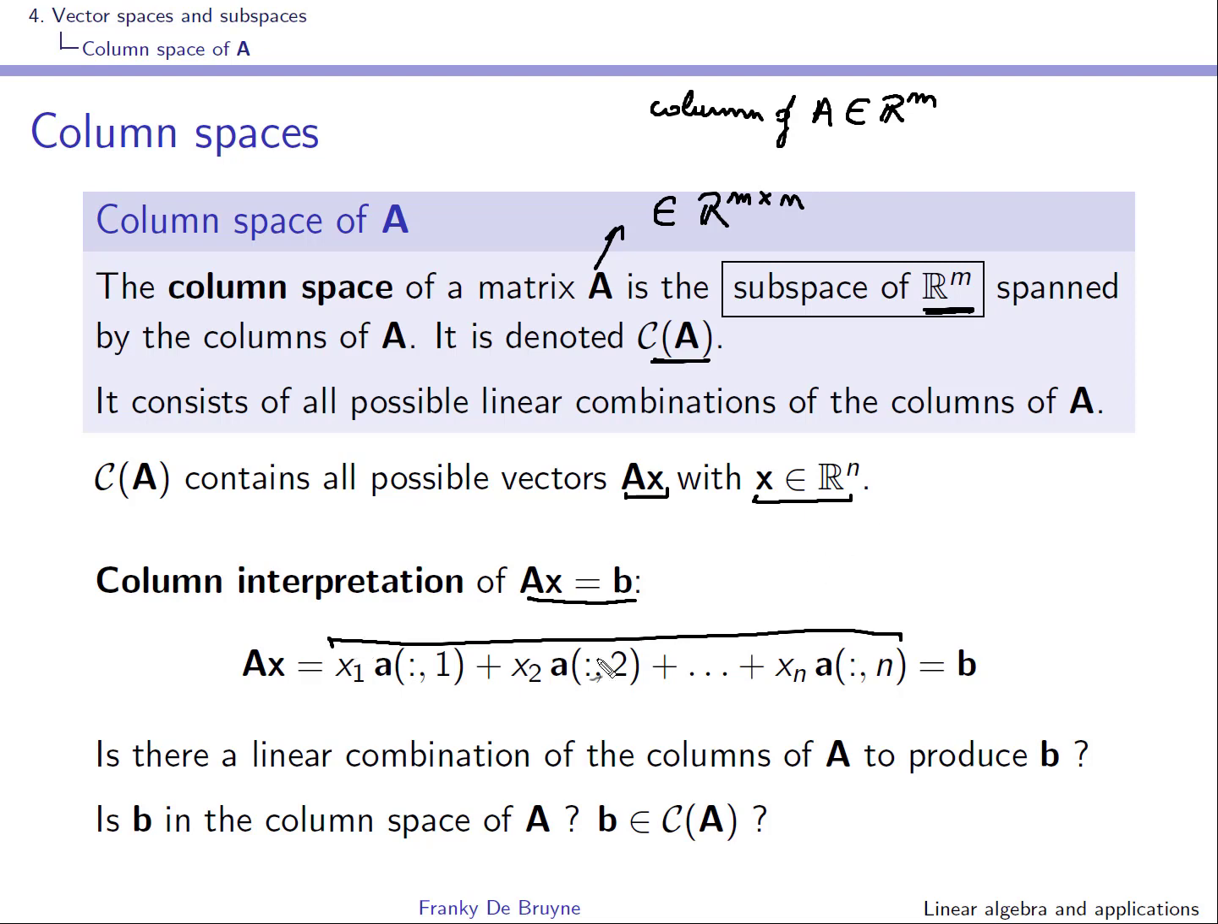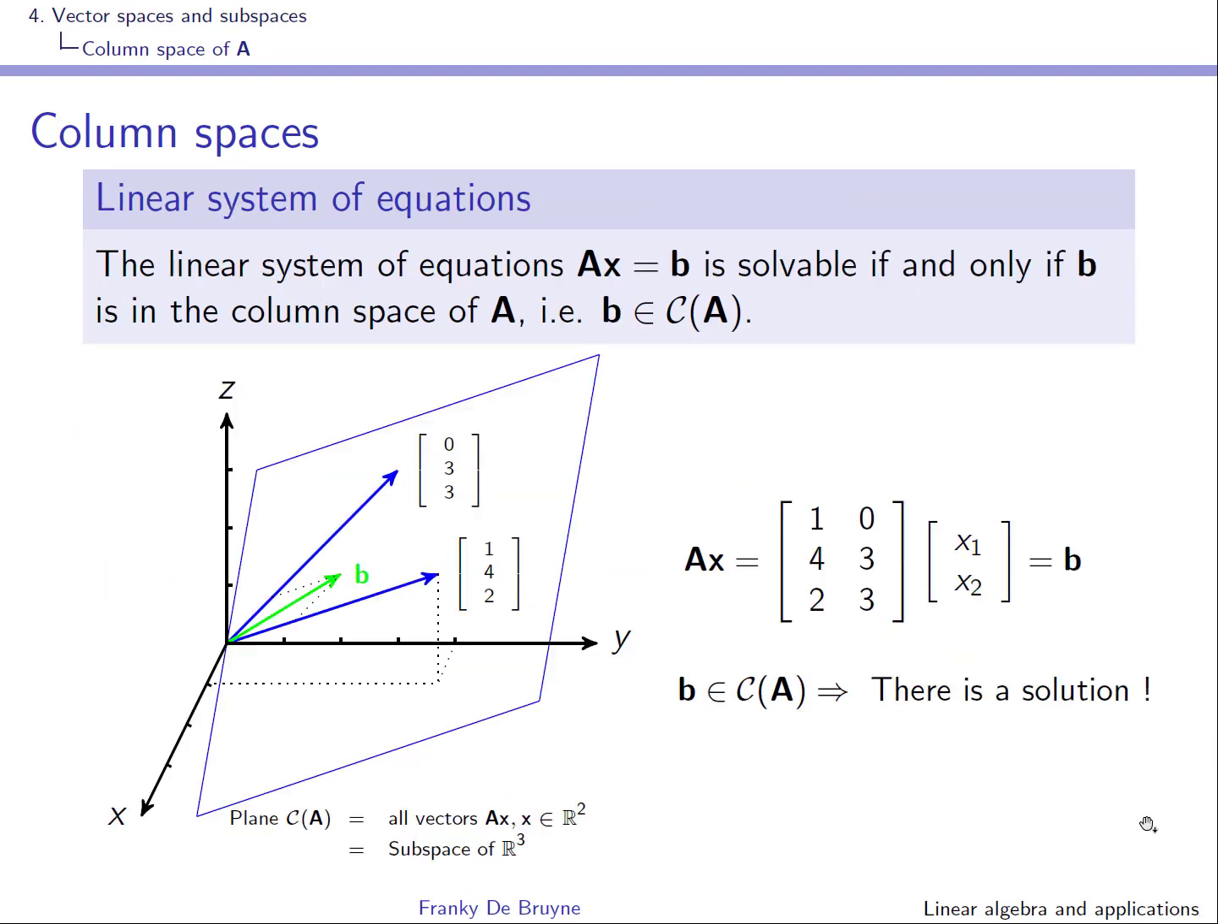So this question can be restated otherwise. Is there a linear combination of the columns of A to produce b? This can now be restated as: is b in the column space of A? If the answer is yes, you can find a solution to the system Ax equals b. Well, we have just seen that the linear system of equations Ax equals b has a solution if and only if b is in the column space.